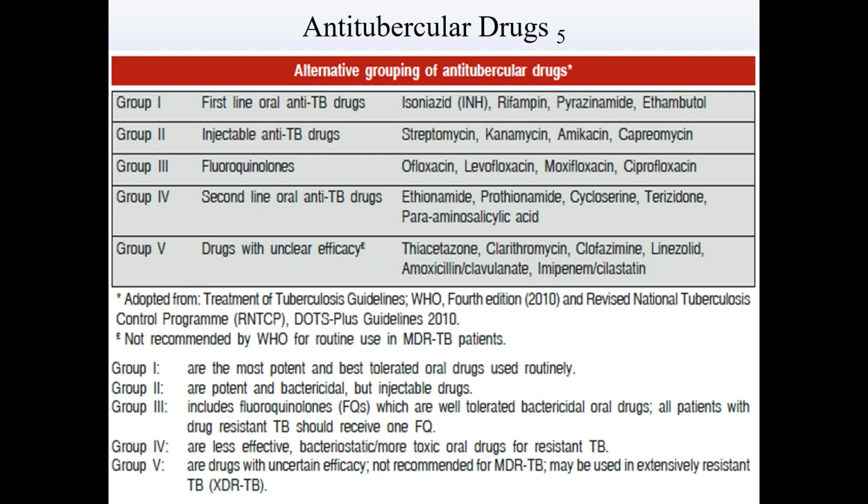Group 1 are the most potent and best tolerated oral drugs used routinely. Group 2 are potent and bactericidal but injectable drugs. Group 3 includes fluoroquinolones, which are well-tolerated bactericidal oral drugs. All patients with drug-resistant tuberculosis should receive one fluoroquinolone. Group 4 are less effective, bacteriostatic, more toxic oral drugs for resistant tuberculosis. And Group 5 are drugs with uncertain efficacy.